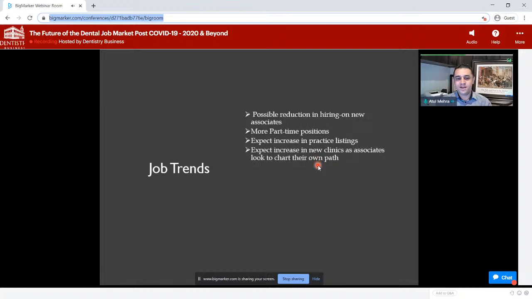We're also expecting to see an increase in new clinics because a lot of associates who were working full-time, or maybe had 3 different places they're working at part-time and had a full schedule, are maybe seeing some reduced hours now. They may decide to open up a new clinic, or buy an existing clinic, just to start their own path in their career, rather than wait and work less and be governed by the principal dentist's schedule. And that's another trend that we're seeing.